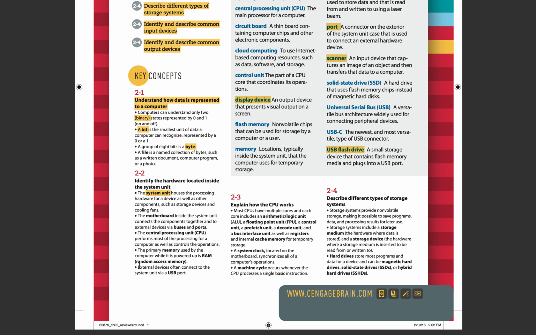Our external devices connect via USB port. So there's a ton of different devices, and I think it said 127 different devices can connect through USB ports.